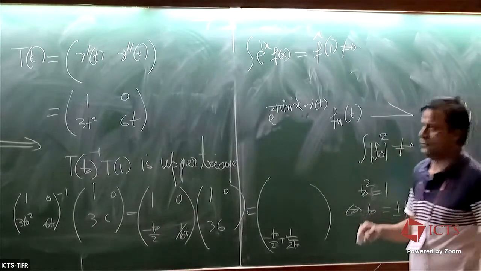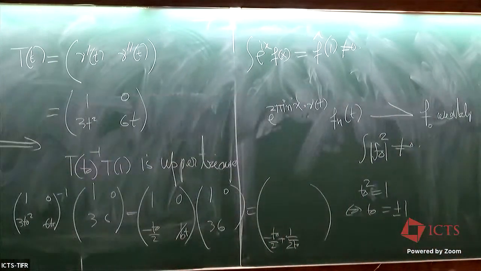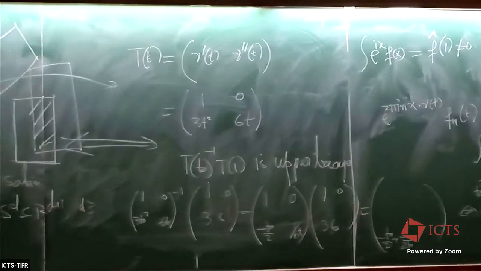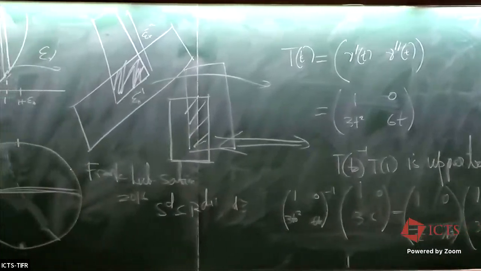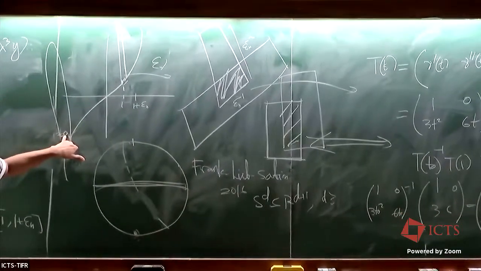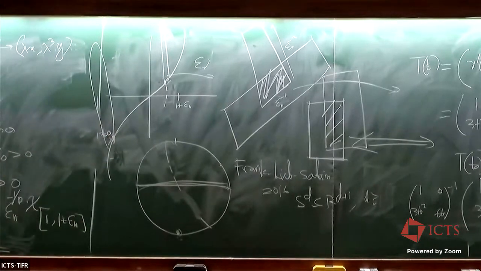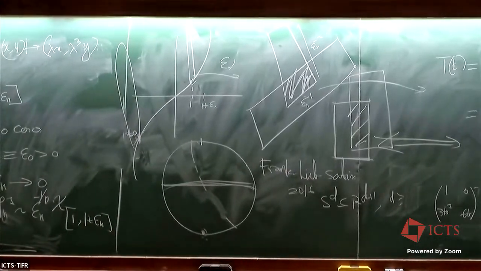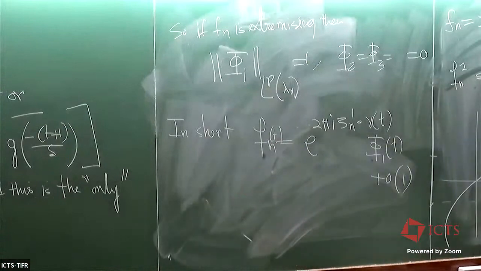So for the cubic monomial, all these pieces, Fn2, Fn3, and so on, either blow up at t equals 1 or t equals minus 1. That's the only possible scenario. So now we have reduced our arbitrary extremizing sequence to a couple of blow-ups, t equals 1 and t equals minus 1.